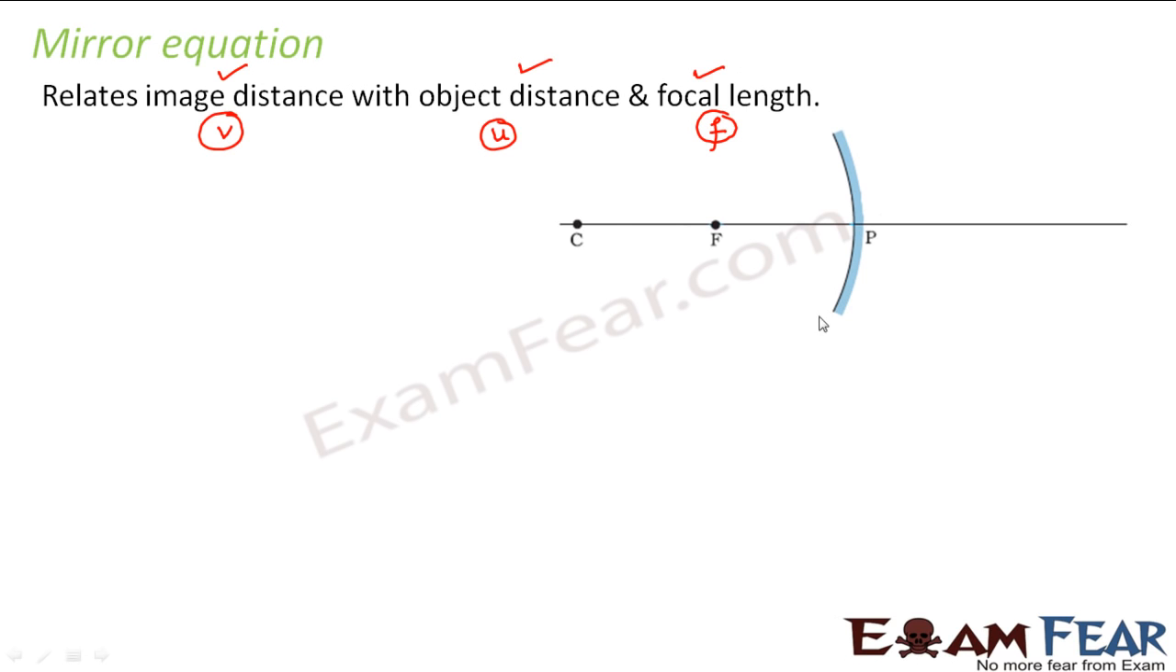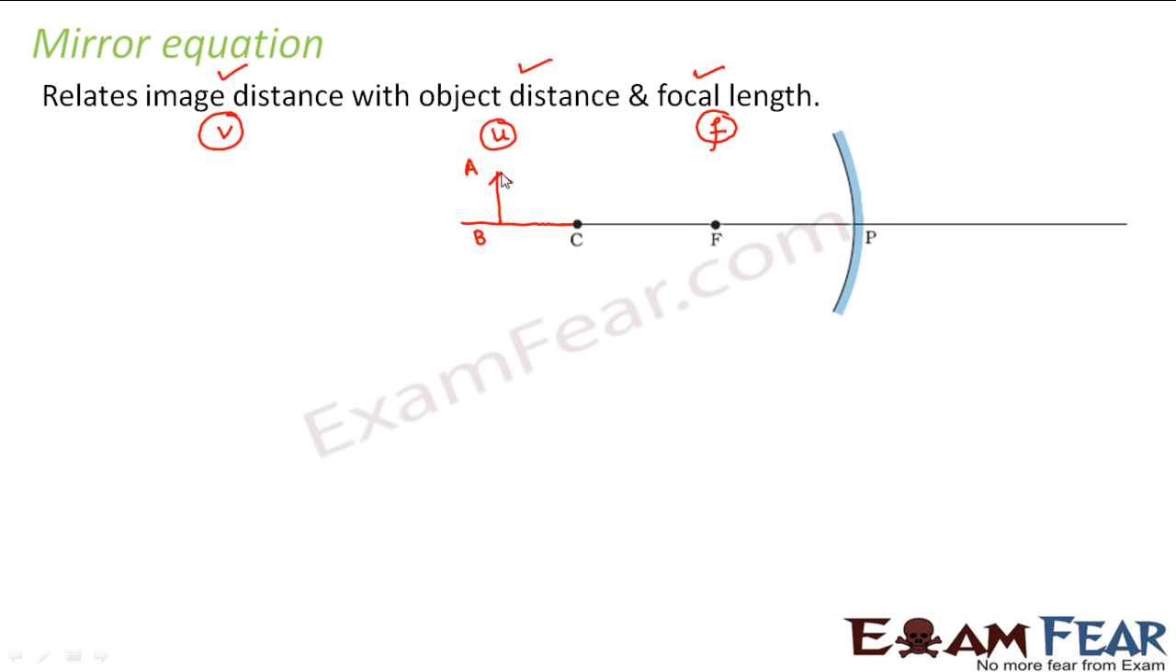So let us consider a concave spherical mirror. So we have a concave mirror. Let us suppose we have an object. This is my object, let me call this AB. So this is the object. Some rays of light from this object will fall on the mirror. They will get reflected and then those reflected rays will meet at some point where the image will be formed.